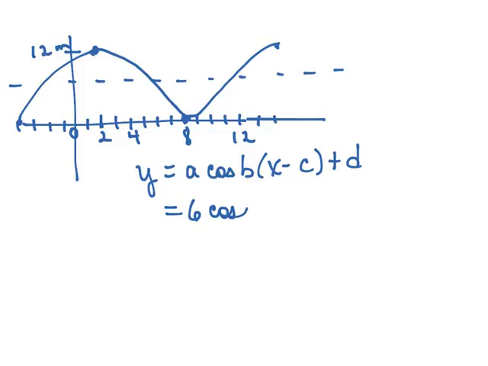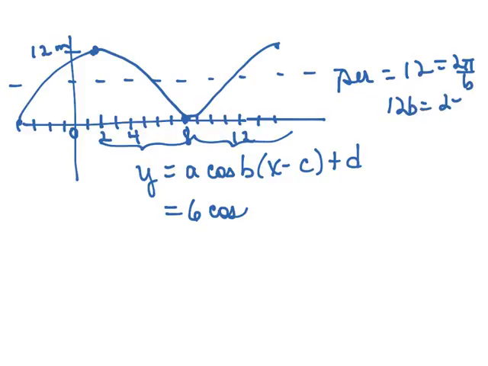To find B, we're going to need to find our period. And if you noticed, it took 6 hours to go from high tide to low tide and 6 more hours to go from low tide to high tide. So overall, our period is equal to 12. And period is equal to 2 pi over B. So 12B is equal to 2 pi, which means that B is equal to pi over 6.